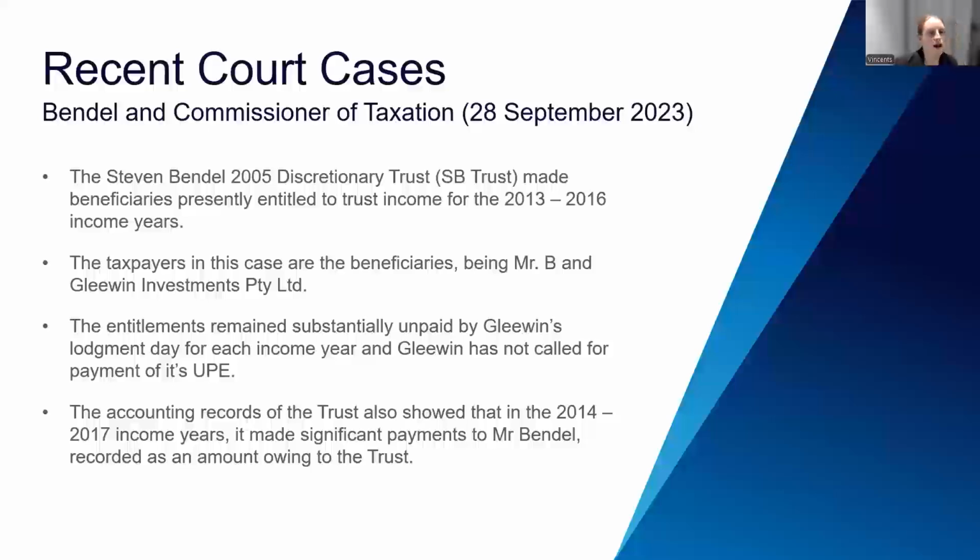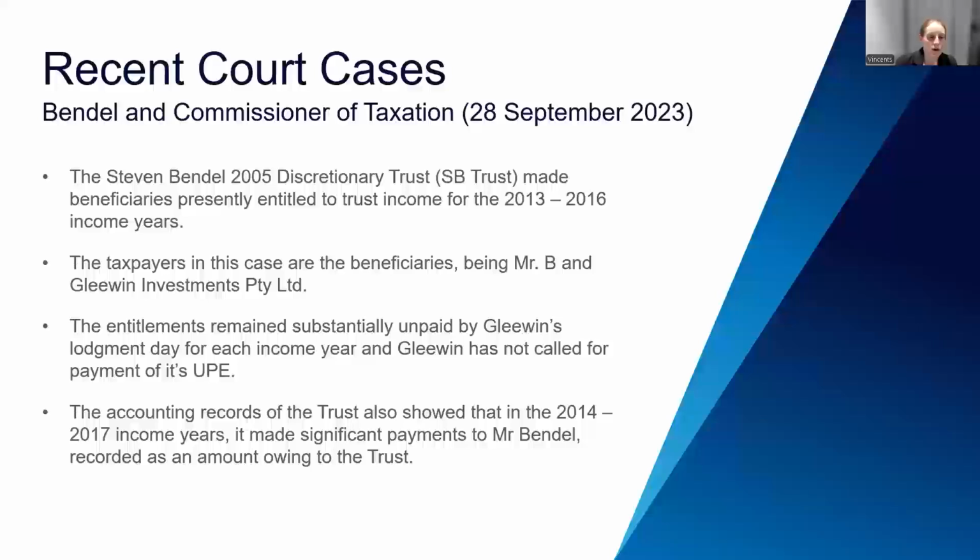But to just quickly go through the facts briefly, the Stephen Bendel 2005 Discretionary Trust, so we'll refer to that as the SB Trust, made beneficiaries presently entitled to trust income for the 2013 to 2016 income years. The taxpayers in the case are the beneficiaries of the SB Trust, being Mr. B, and a corporate beneficiary being Gleewin Investments Pty Ltd. So the entitlements of the corporate beneficiary Gleewin remained substantially unpaid by Gleewin's lodgement day for each income year, and Gleewin has not called for payment of the UPE.